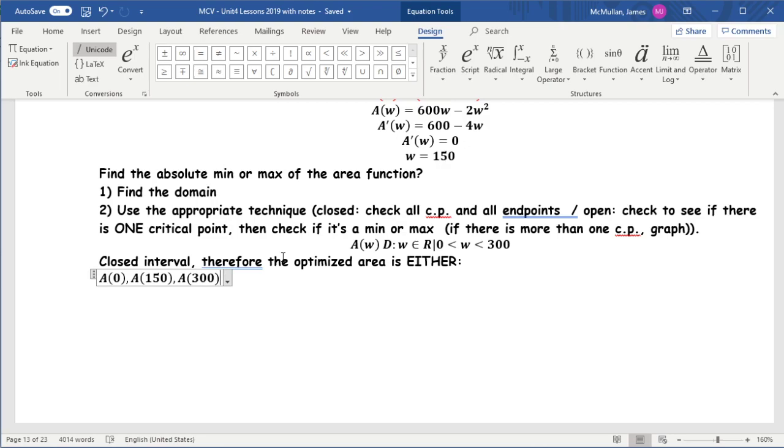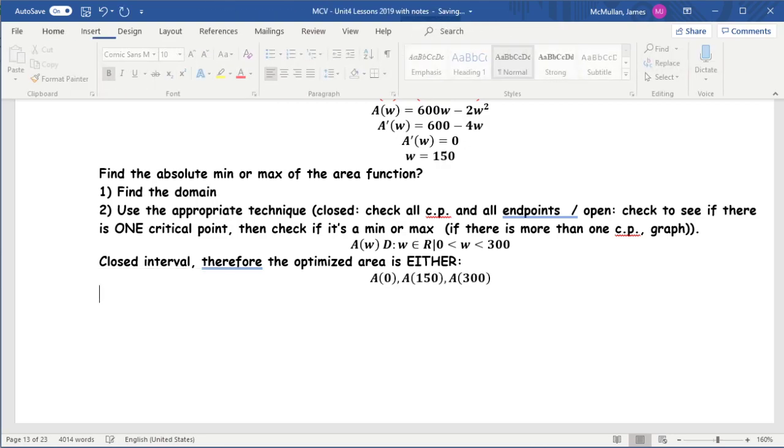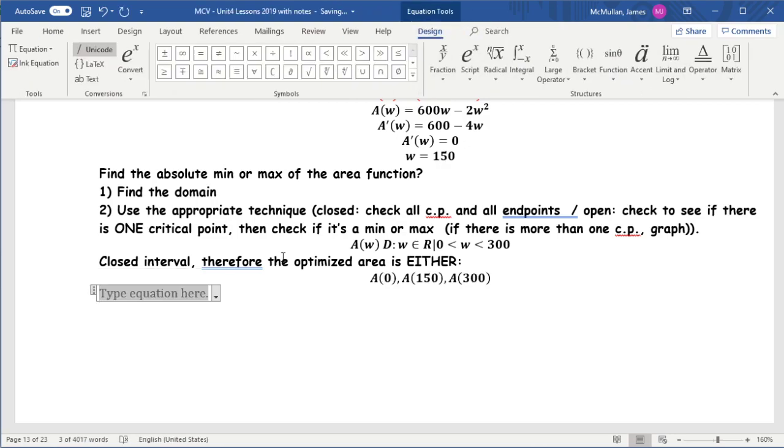It's very long, but not very wide, right? So it doesn't capture a lot of area. So 150 is going to be our answer. But just to show it, let's do the second derivative test on A of 150.